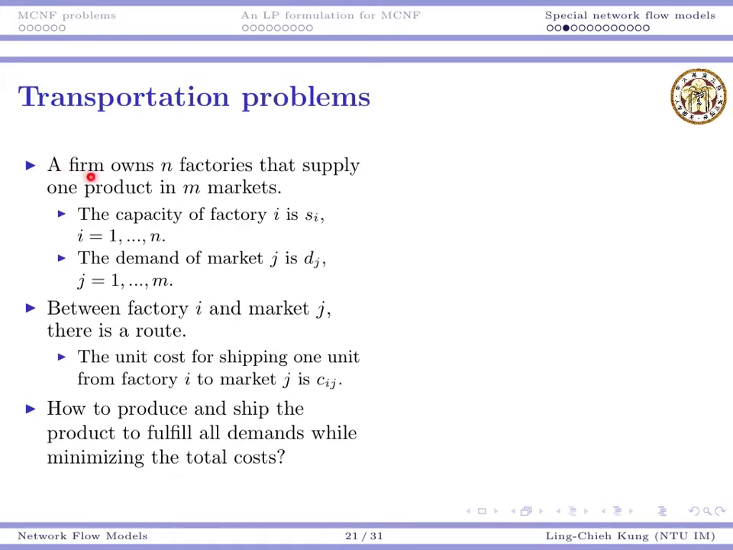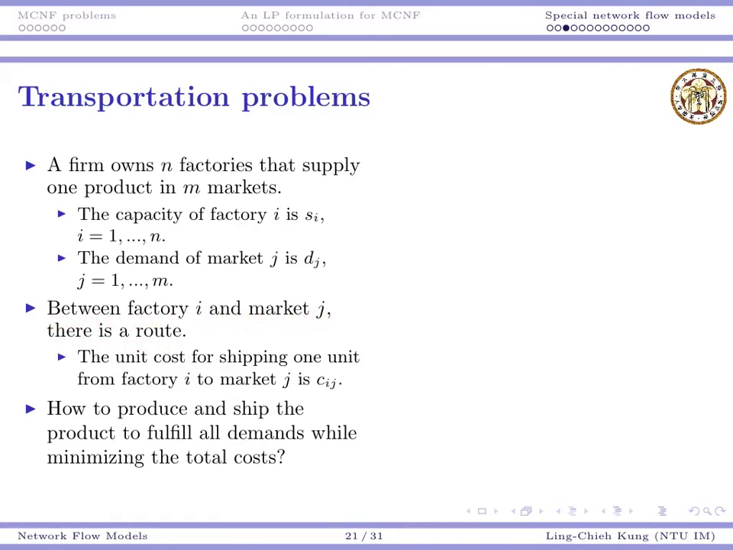Suppose you own a firm and you have N factories that supply one product into M markets. Okay, N and M may be different. For each factory, you have a capacity Si, that's the maximum number of products you may produce in factory i. And for market j, there is a demand Dj, and that's the amount you should send into market j. Between factory i and market j, there is a route.